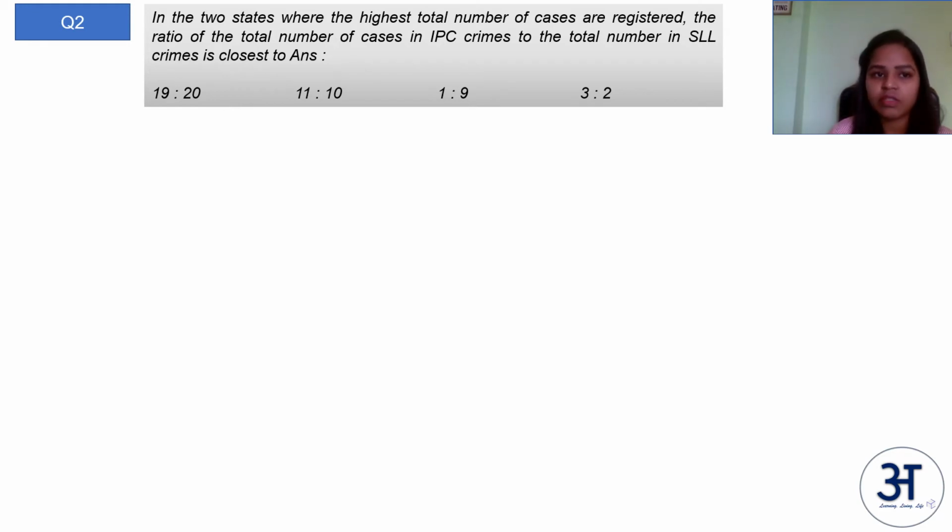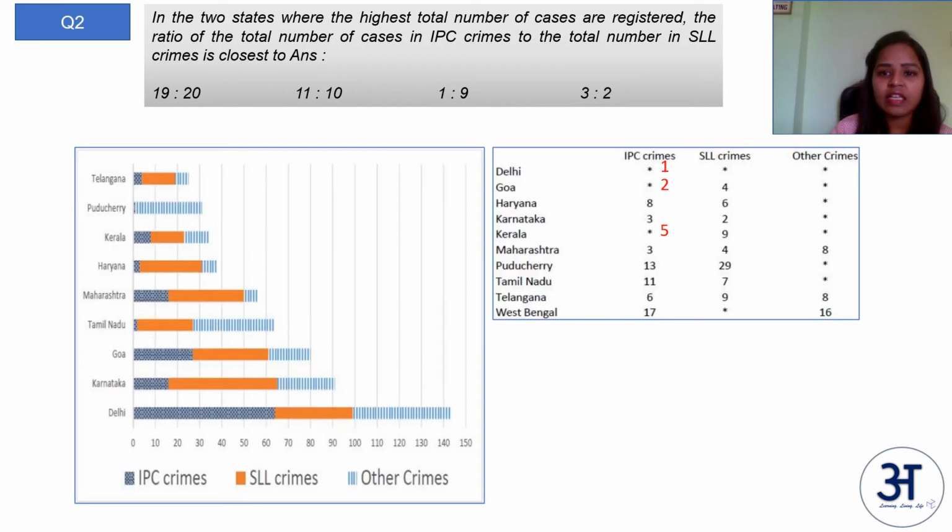So let us see what this question is. In the 2 states where the highest total number of cases are registered, the ratio of the total number of cases in IPC crimes to the total number in SLL crimes is closest to which answer. So what they are asking is for you to look at those 2 states where the highest total number of crimes are there, and then find the ratio of the total IPC to the total SLL crimes. So it's direct and very simple.